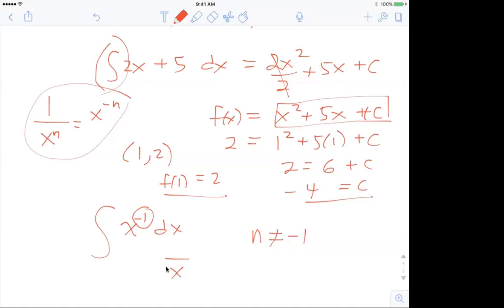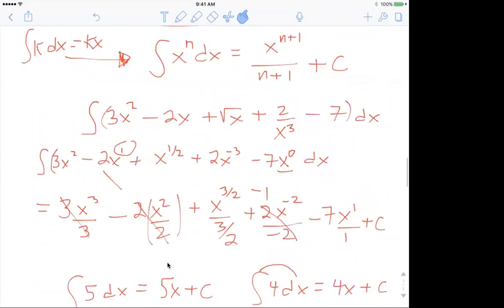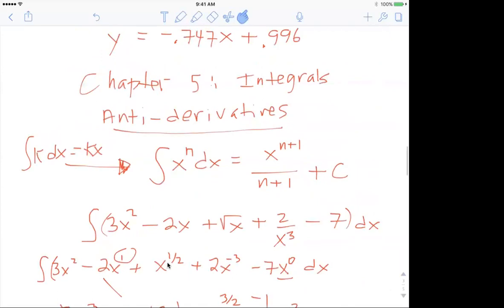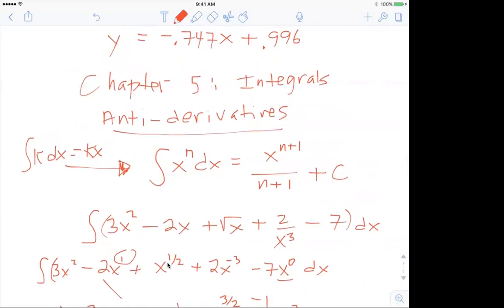You cannot do it. The power rule for antiderivatives works anytime except when n is minus 1, because if it were minus 1, you'd get a 0 in the denominator. So n can't be minus 1. You can do 1 over x squared, but you cannot do 1 over x. That would be x to the minus 2. This would be x to the minus 1. I'm sorry about that.